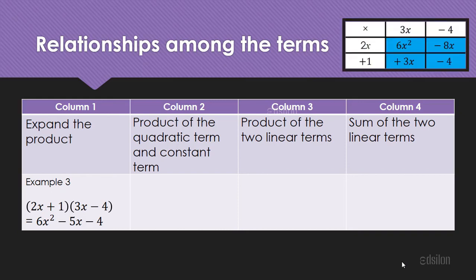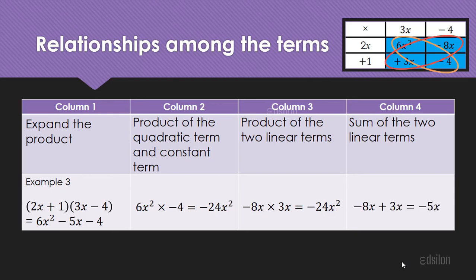The multiplication frame is given here. Pause the video to work out the terms in column 2, column 3, and column 4. Let's go over the working. Did you get 6x squared times negative 4 equals negative 24x squared in column 2? And negative 8x times 3x equals negative 24x squared in column 3. And in column 4, negative 8x plus 3x equals negative 5x.